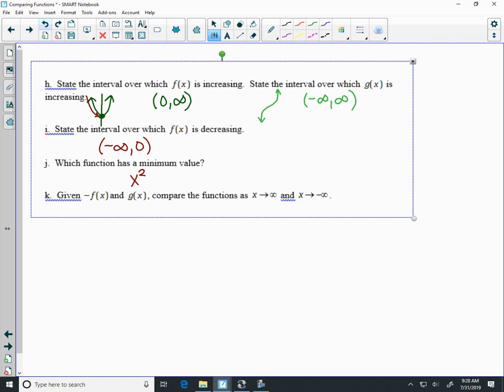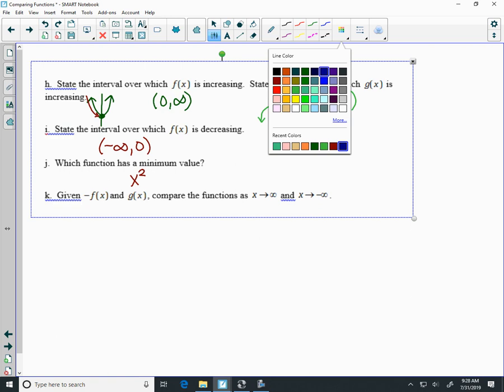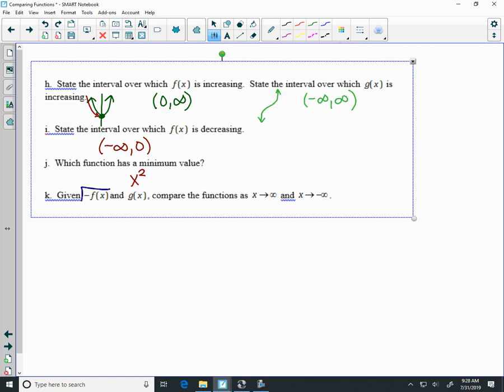And our last question about these actually is talking about a different function. So now we're going to switch and talk about negative f of x. So negative f of x is going to be x squared flipped over your x-axis. Super rough sketch there. Compare the functions as x approaches infinity and as x approaches negative infinity. Okay, so I'm going to sketch both of these side by side so they're a little easier to talk about.